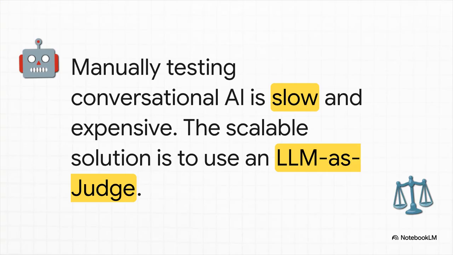So, how do you evaluate an agent automatically? Well, trying to manually test every little change to a conversational AI is just painfully slow and super expensive. The modern, much more scalable way to do it is to use another powerful LLM to act as a judge. Yeah, an LLM as judge. You can use benchmarks like MTBench to automatically grade your agent's responses on things like quality, accuracy, and helpfulness. This lets you run tests really fast and consistently.